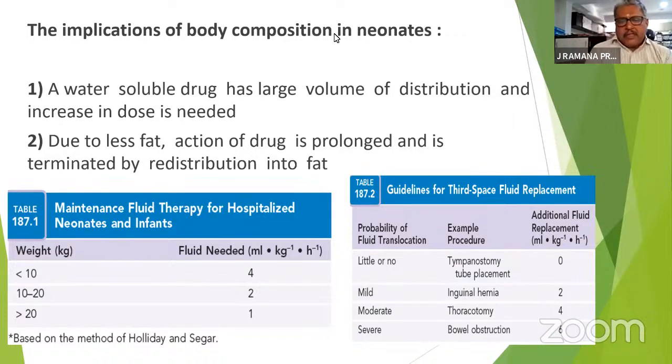Probability of fluid translocation is little or none in surgeries like tympanostomy tube placement, so addition is not required. Whereas in mild surgeries like inguinal hernia, 2 ml per kg per hour should be added to the maintenance fluid. Moderate surgeries like thoracotomy, 4 ml per kg per hour. Severe surgeries like bowel obstruction and bowel resection, 6 ml per kg per hour should be added to the maintenance fluid.